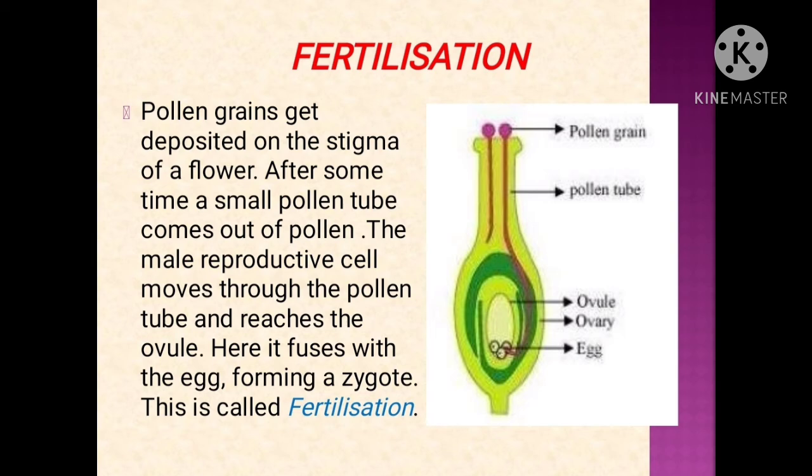After pollination, the pollen grain forms a tube called the pollen tube. The pollen tube grows through the style and reaches one of the ovules in the ovary. The pollen tube enters the ovule through a small opening. The pollen tube contains two male gametes. One of the male gametes passes through the pollen tube and reaches the egg in the ovule. Here it fuses with the egg and a zygote is formed. This fusion is called fertilization.